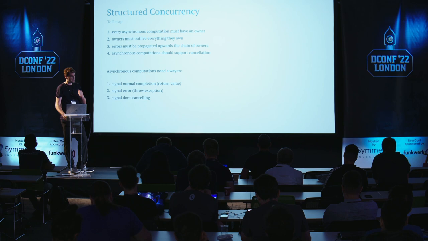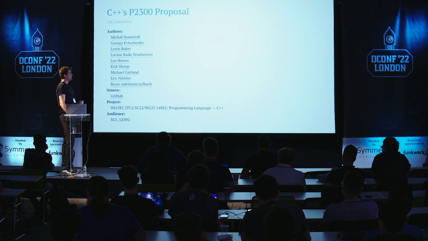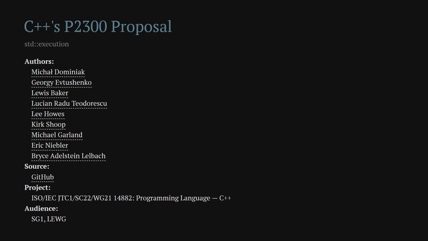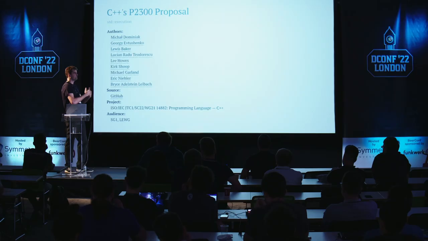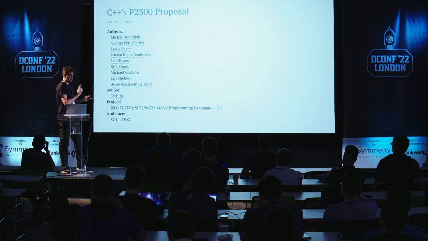So now we come to the second part of the presentation, when we have a look at P2300, the C++ proposal. It's a proposal for a framework for managing asynchronous execution on generic execution contexts. That's a bit of a mouthful, but it just means threads, GPUs, special processors, that kind of thing.